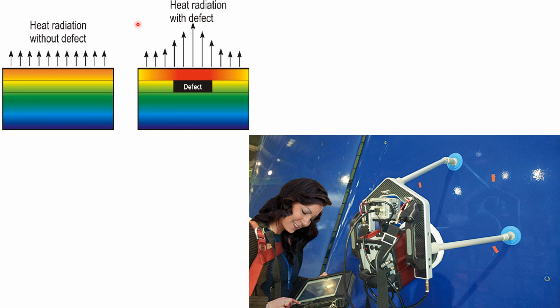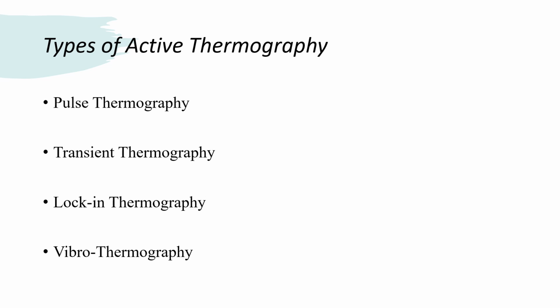Here is a picture of this. This is a material where there is no defect. The heat radiation looks like this. If there is a defect, this is the high peak. So in this way you can find out the active thermography. Now there are various types of thermography: pulse thermography, transient thermography, lock-in thermography, and vibrothermography. These are all detailed in the next class.